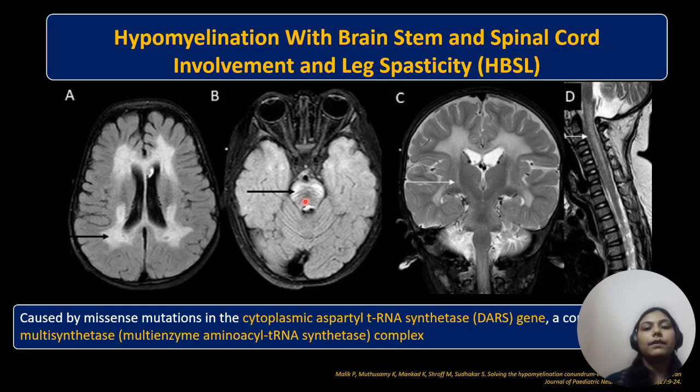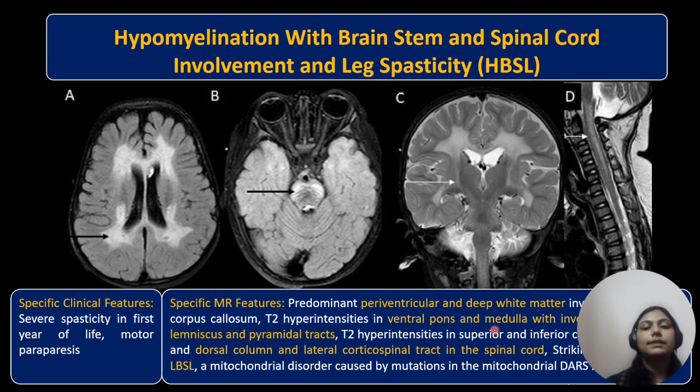A characteristic pattern of ventral brainstem involvement, along with periventricular hyperintensities and corticospinal tract involvement in the spinal cord, can be seen with another hypomyelinating leukodystrophy, which is known as hypomyelination with brainstem and spinal cord involvement and leg spasticity, that is HBSL. It is caused by mutations in the DARS gene, and it has striking resemblance to the mitochondrial DARS2 gene mutation, which is seen in LBSL disorder. These patients have severe spasticity in the first year of life and often present with motor paraparesis.